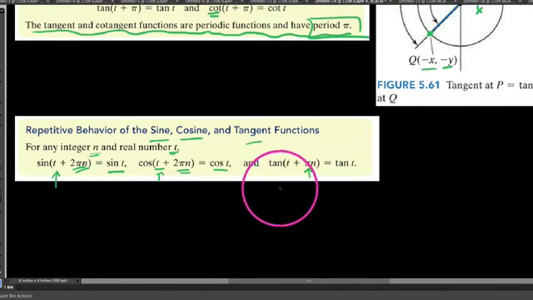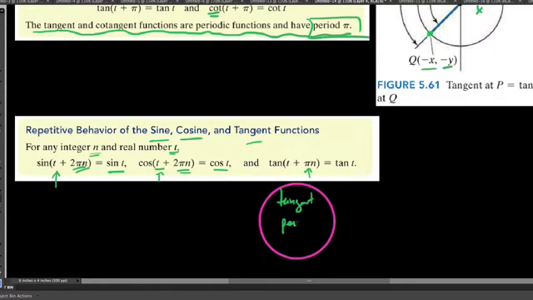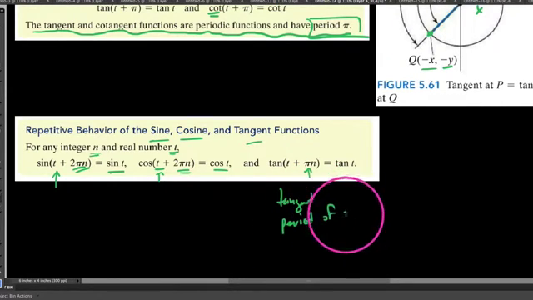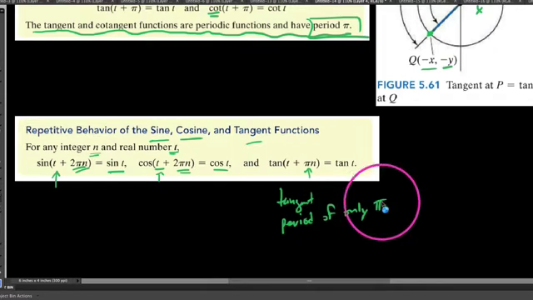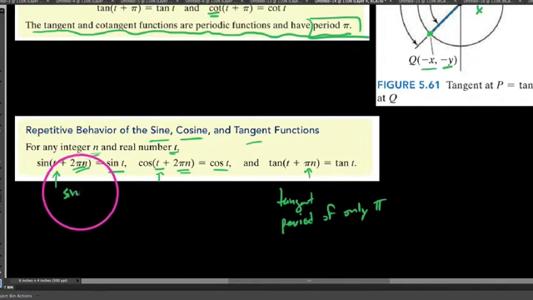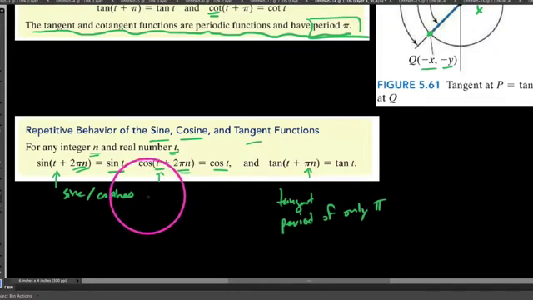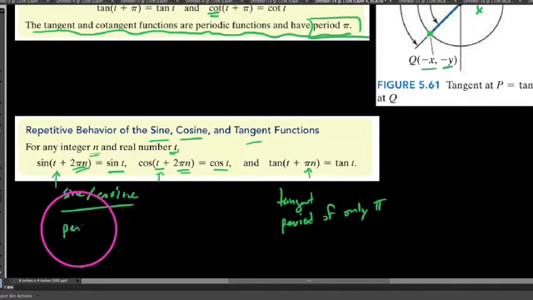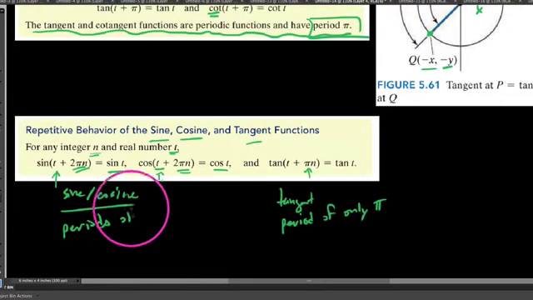We see that the tangent has a period of only pi, and then sine and cosine have periods of 2 pi.